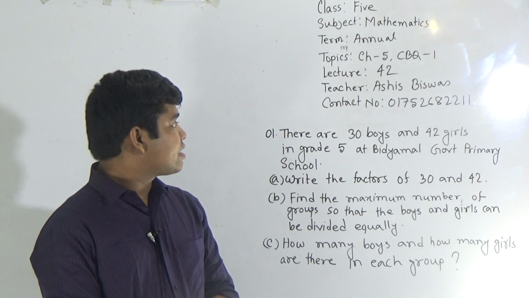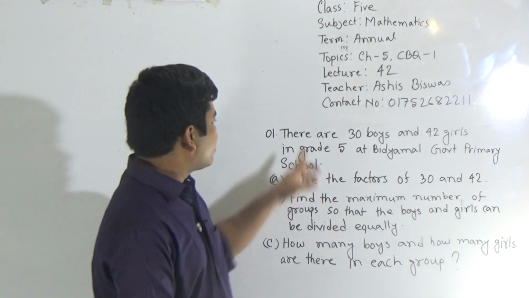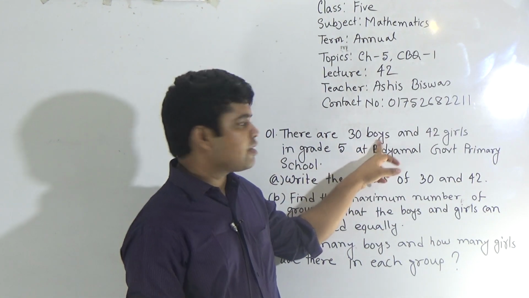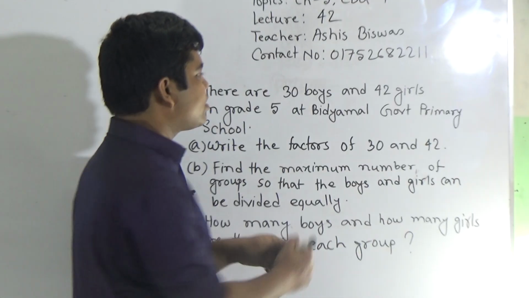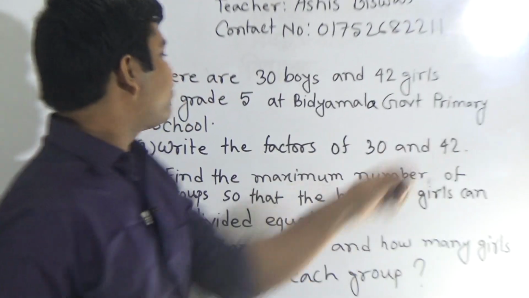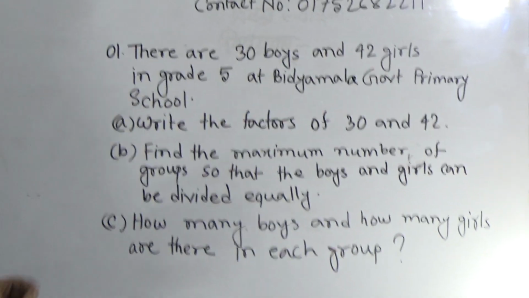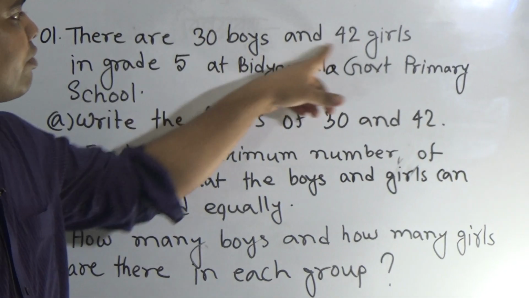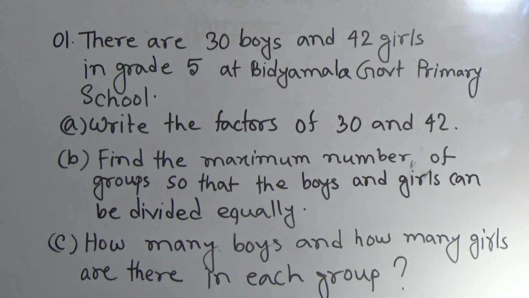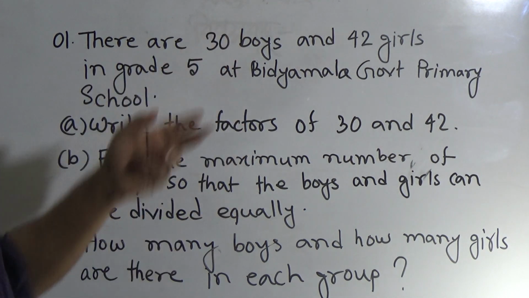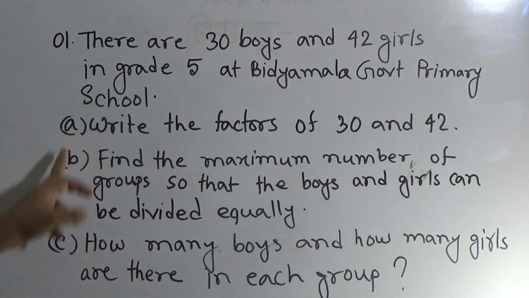Before starting our class, at first we read the question. Notice, there are 30 boys and 42 girls in grade 5 at Vidyamala Primary School. That means, my dear students, a school whose name is Vidyamala Primary School has 30 boys and 42 girls in grade 5. Using this information, we shall solve three questions A, B and C.